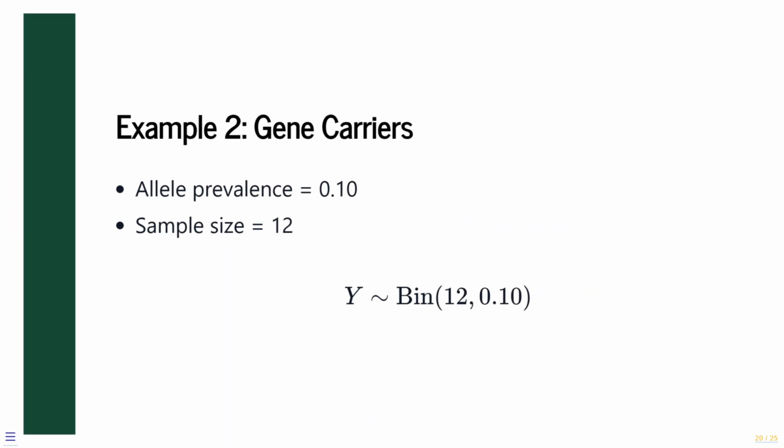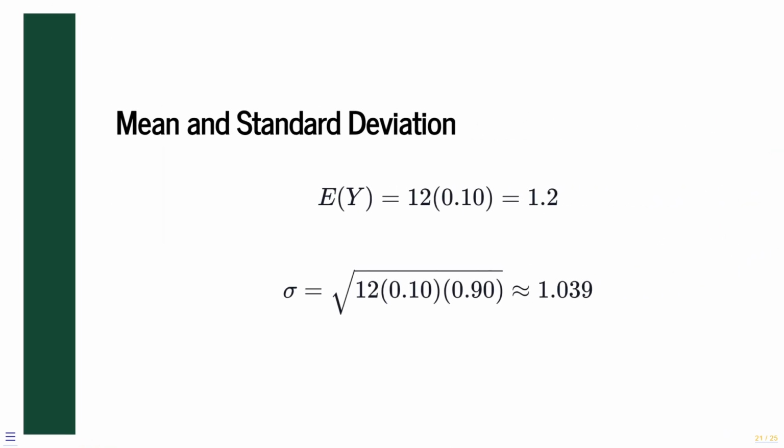In example 2, we examine gene carriers in a plant population where the allele appears in 10% of plants. Sampling 12 plants gives a binomial model with n equal to 12 and p equal to 0.1. The expected number of carriers is 1.2, and the standard deviation is about 1.039. These values describe the center and variability of the number of carriers we expect to observe.